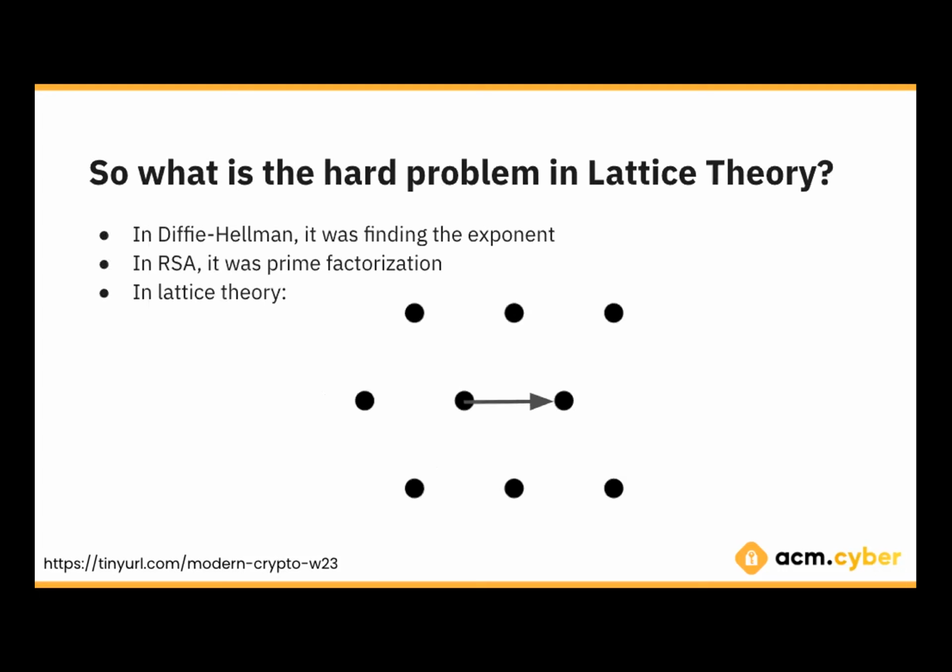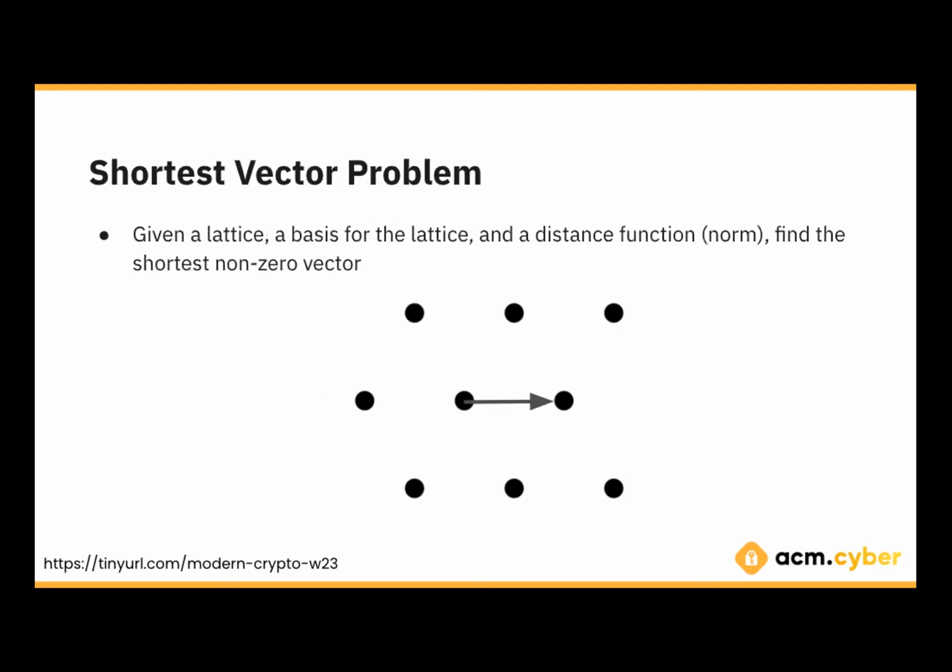So what is the hard problem in lattice theory? We talked about integer factorization or the discrete log in group theory. In lattice theory, it's something known as the shortest vector problem. So if I give you a lattice, which is a set of points, can you find the two points that are the closest together inside this entire lattice?